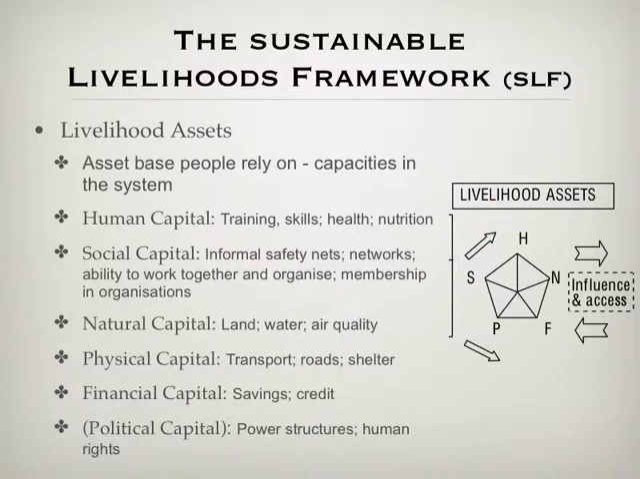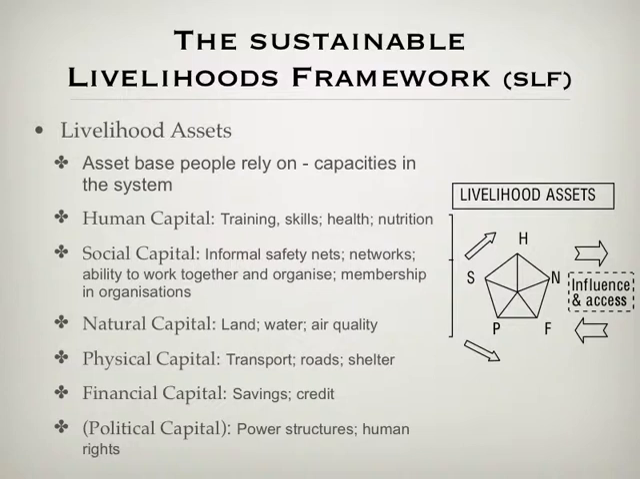Physical capital, like transportation, roads, structures, those type of things. Financial capital in terms of savings and credit, the financial backfill that people have. And then sometimes political capital is included. It's not part of the original livelihood assets, but sometimes it's included specifically in places where there's conflict, for example, or where people might actually have access to a specific political structure that is an asset for them. So here we look at power structures and human resources.